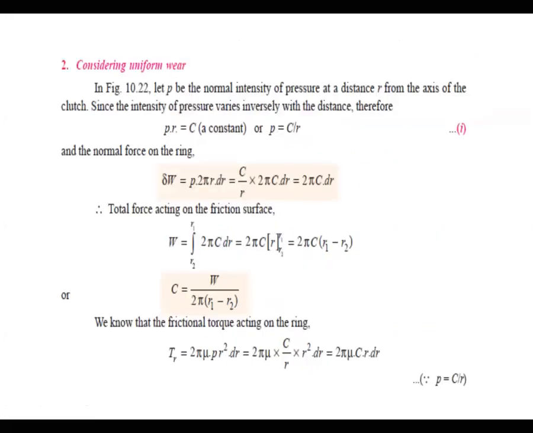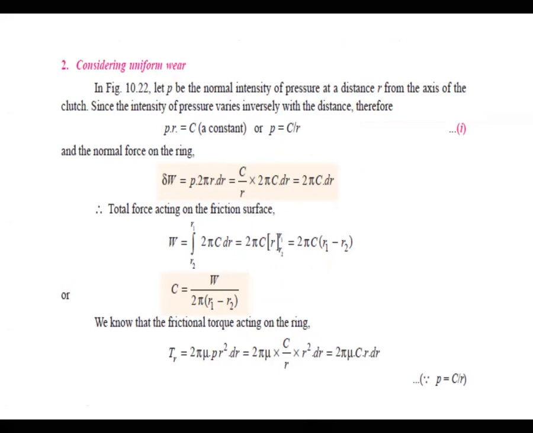Next, the uniform wear condition. As with the pivot and collar bearing, the uniform wear condition is similar, and we take the derivation in a similar way. Here P into R, pressure into radius, is equal to a constant. By taking that, load is equal to pressure into area. We know that pressure is equal to load by area, so that load is converted here.